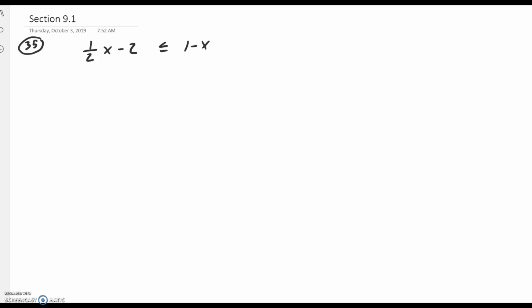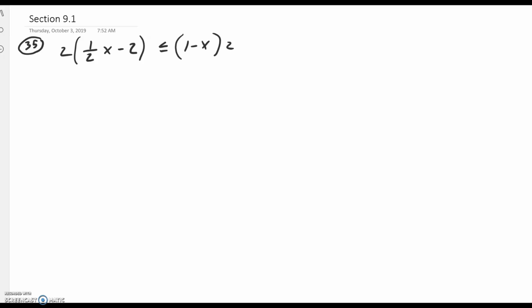In problem 35, we're asked to solve this inequality and then write our answer in set builder notation and interval notation. So let's do that. Now I could do stuff like add x to both sides and add 2 to both sides to get x by itself, but I'd like to get rid of this fraction by multiplying both sides of this inequality by positive 2. When I multiply both sides by positive 2, since 2 is a positive number, I don't have to switch the inequality sign around.